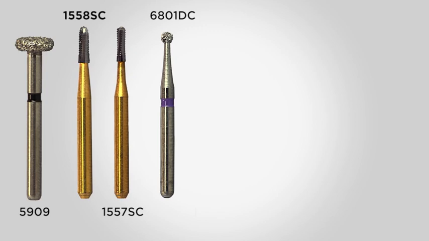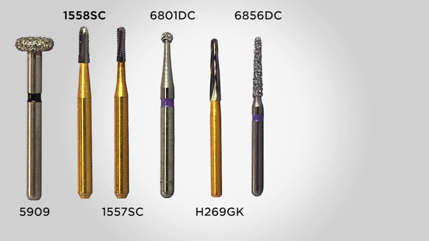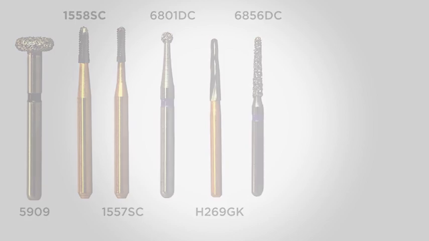You have to have a 6801 DuraCut in your kit if you're doing any kind of an access through these crowns. The next 2 burrs are basically these utility burrs, the H269GK, and then the DuraCut version of almost the same kind of configuration. And these 2 burrs help me at the end of the preparation to, again, make the outline flow right into the access opening.